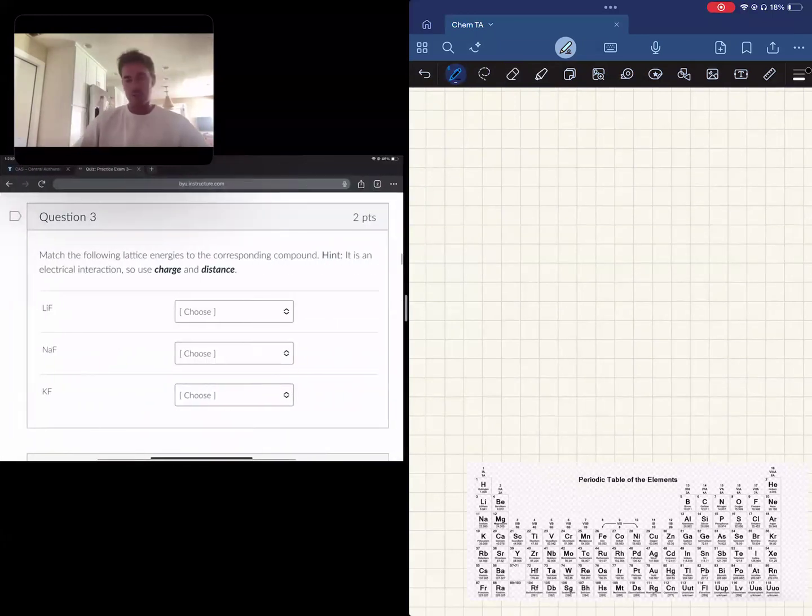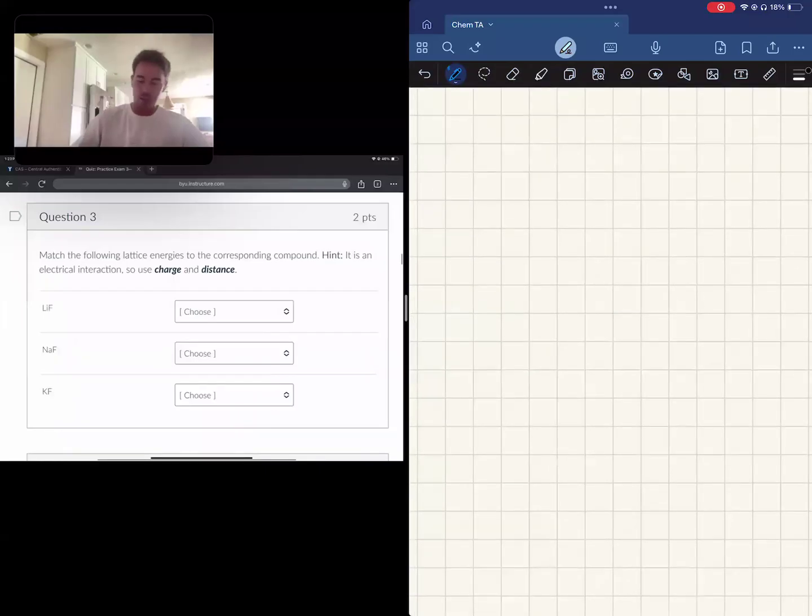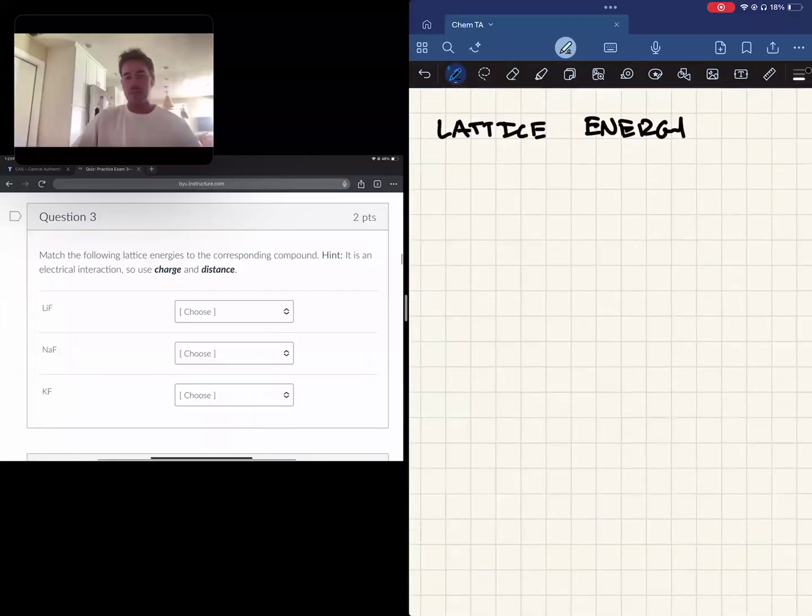Okay, lattice energy. Some of you wanted to do lattice energy. Let me explain to you really briefly what this is. You don't really need to know, but just so you can remember. Lattice energy is basically a value that says how strong an ionic bond is.